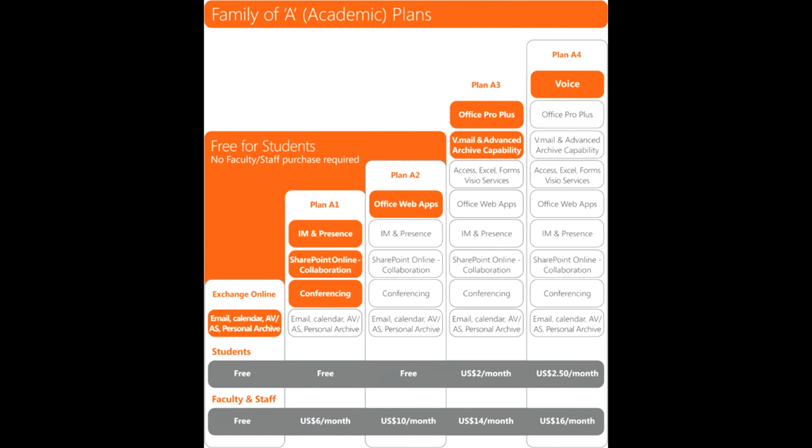But essentially, I'd say that the first three plans that we talked about, A1 through A3, are very strong offerings. And they're very affordable as well, especially when you consider the cost on a per student basis.